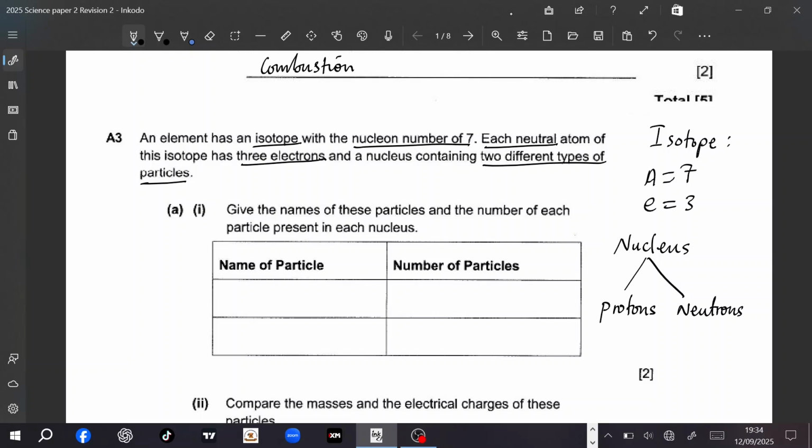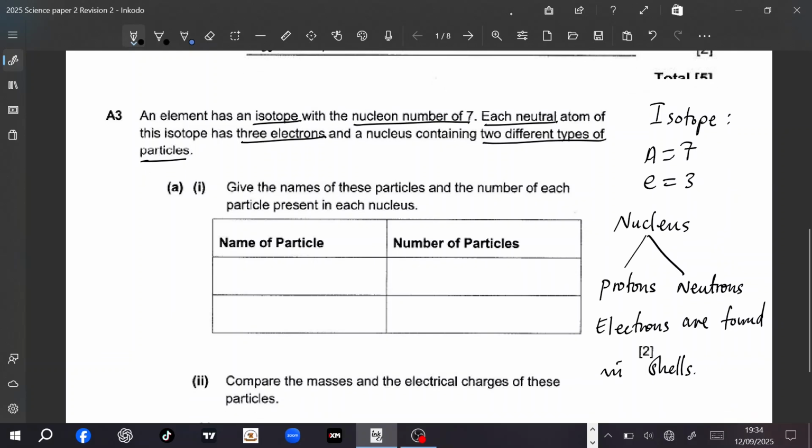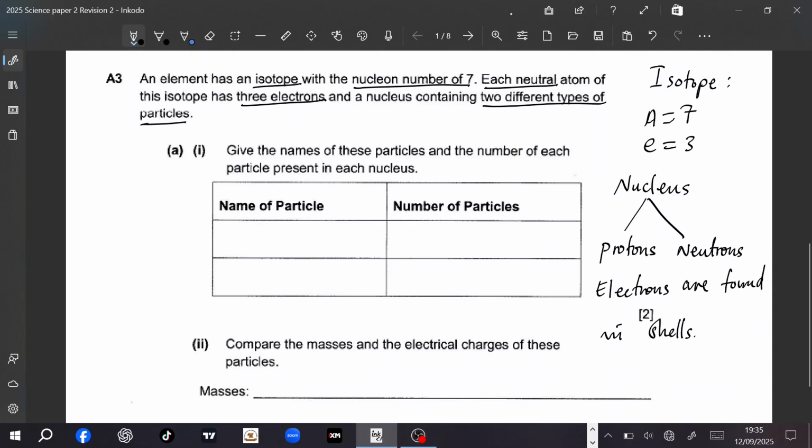Other than that, since we are revising, you must also know that around the nucleus are shells, and what you find in shells are electrons. So electrons are found in shells or orbitals. I want to make this known for you. So now we understand this information as it is. Let's see how this information is going to help us answer this question.